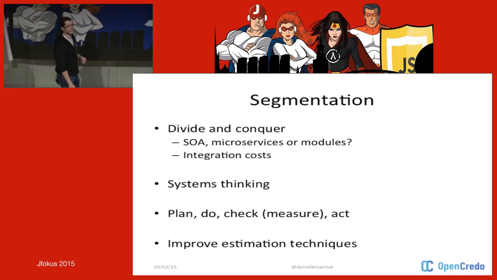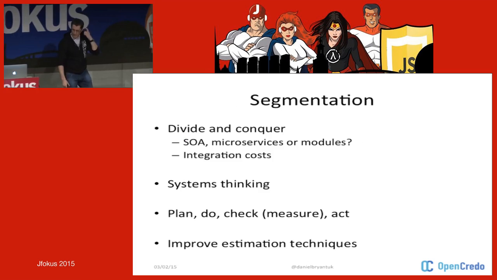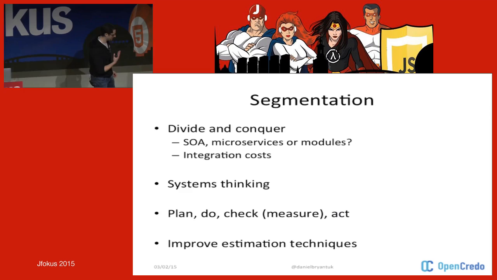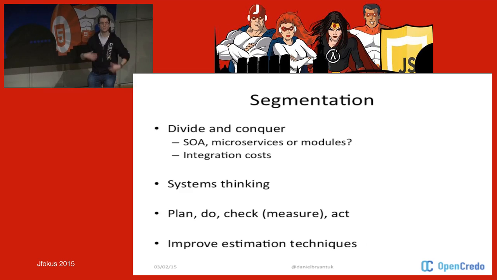Oops, I've jumped, sorry. Another thing is this whole build, measure, learn again, but in the plan, do, check, act. I think that was from Deming, or maybe Drucker. It's one of the classics. But again, it's that sort of scientific method. It's applying some iteration, some learning to what you're doing.